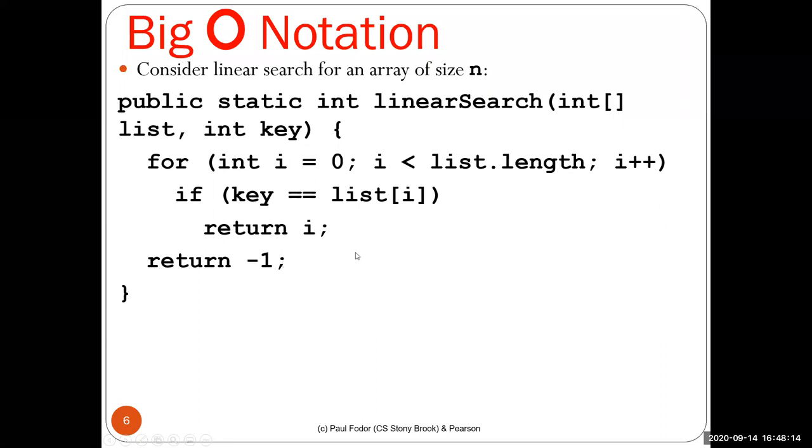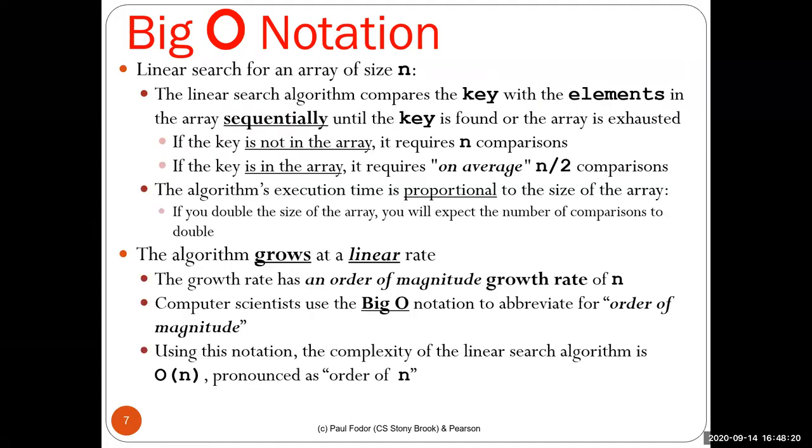So let's analyze the number of comparisons that this algorithm makes. The algorithm compares a key with the elements of an array sequentially until the key is found, or you exhaust the array. If the key is not in the array, it requires n comparisons. That's the worst case, that you went over all of the elements and you haven't found the key, or the key was the last element. If the key is in the array, then it can be the first element, the second, and so on up to the last. On average it is n over 2.